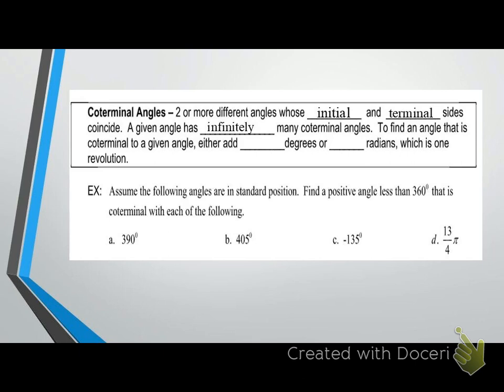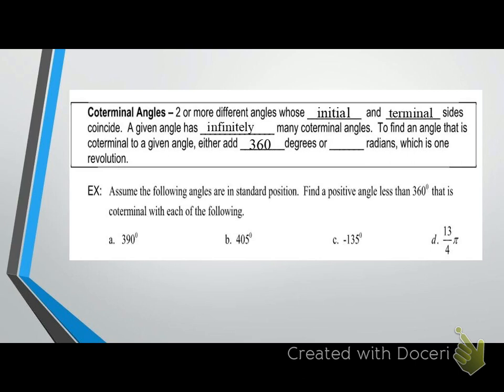Now, we can keep going around and around an infinite number of times. So an angle has an infinite number of coterminal angles. To find an angle that's coterminal to a given angle, I've already alluded to it. We're going to either add 360 or subtract 360. If we want to go clockwise and go towards the negative, then we can just subtract 360. Okay?